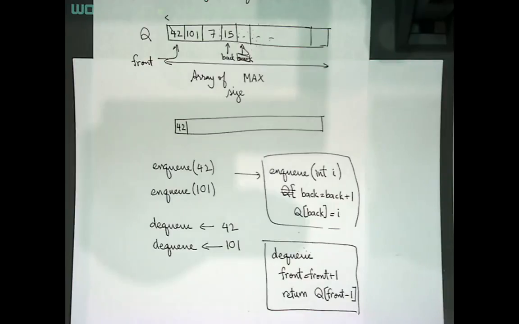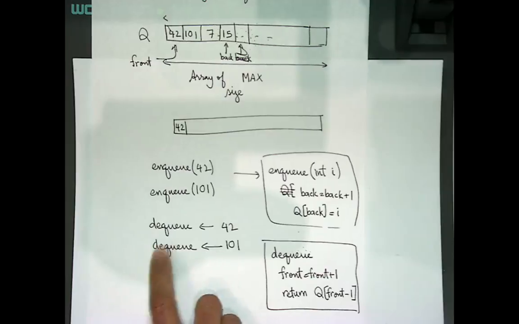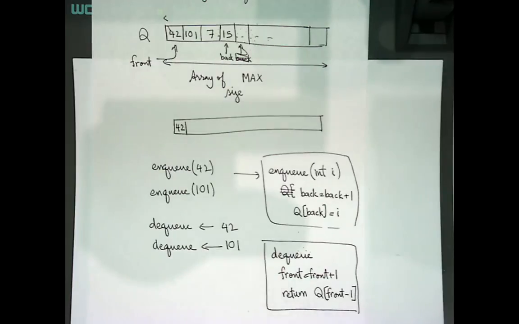Yes? Does it get deleted? Not really. You're just moving the index. It doesn't get deleted. But who cares? All you want is when you do DQ the first time, you should get 42. The next time, you should get 101. The next time, you should get 7. And by moving the index, you attain that. You get what you want.